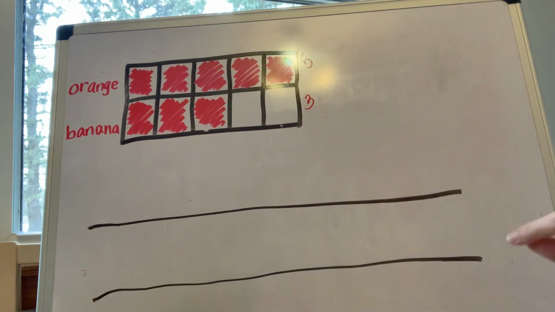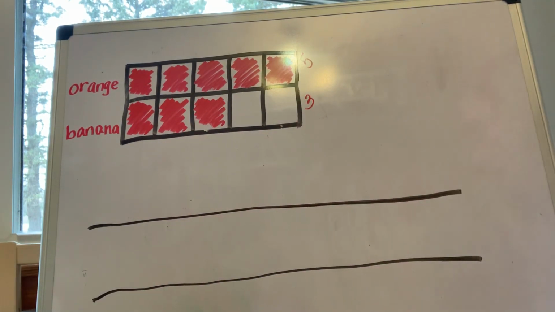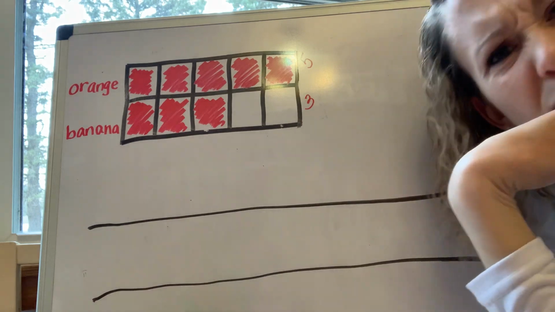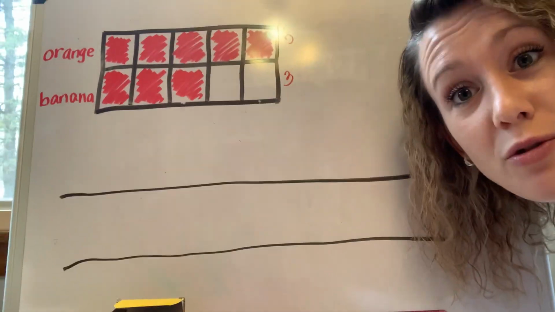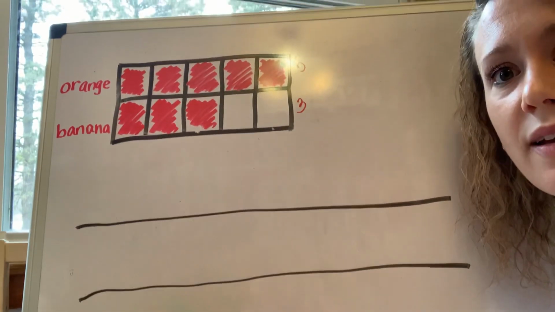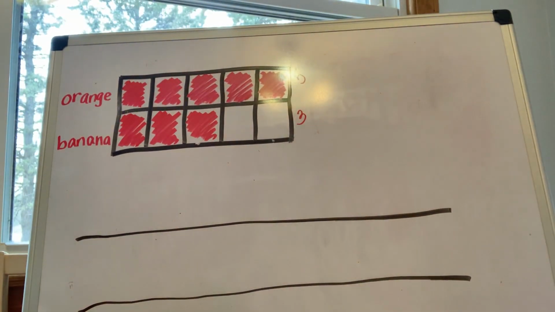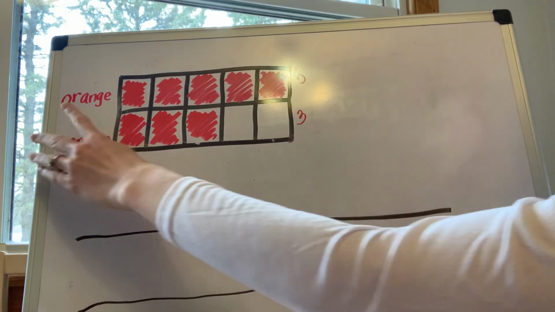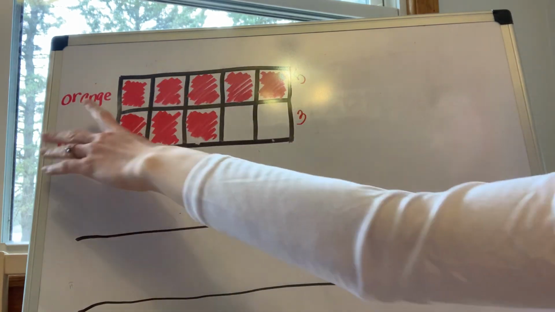So now it wants us to write something about our graph. What we're gonna say is it's really easy to write who has the most. So if you look at the graph, who has the most, oranges or bananas? It's the oranges, the people who liked oranges. So all you have to do when you read a graph, if you have to write something about a graph, is an easy thing is to write who has the most.